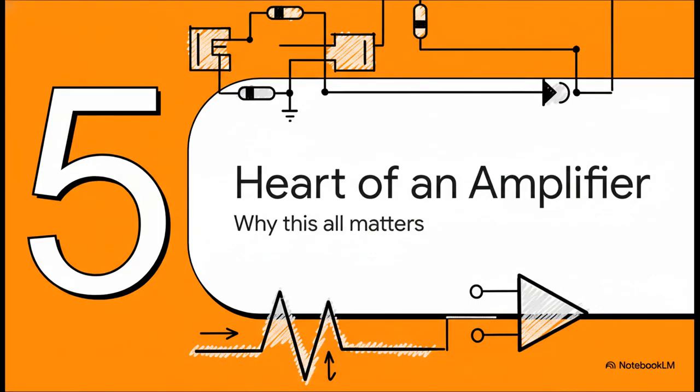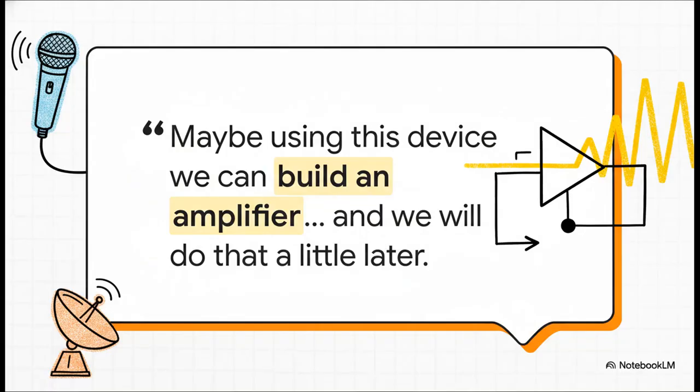A voltage-controlled current source? What's the big deal? Well, this property is the absolute foundation for one of the most important circuits we could ever build. As Professor Razavi hints here, a device that lets you use a small changing voltage to control a larger, steady current is the very definition of an amplifier. This is how we take a tiny signal from a microphone or an antenna and make it strong enough to drive a speaker or process data.